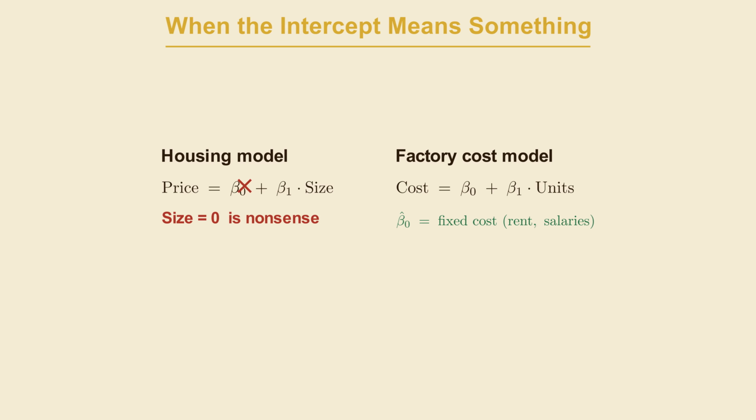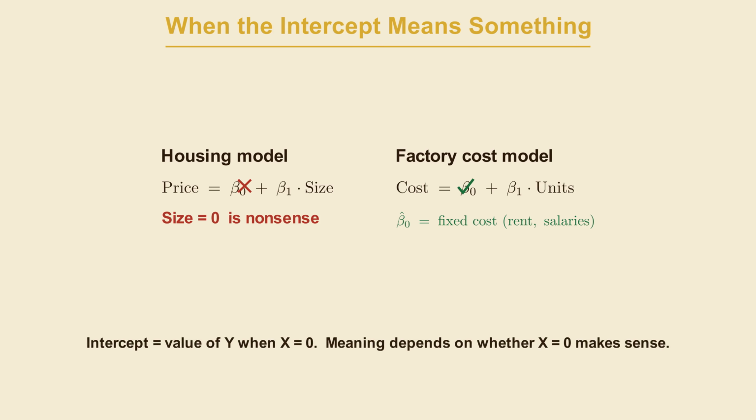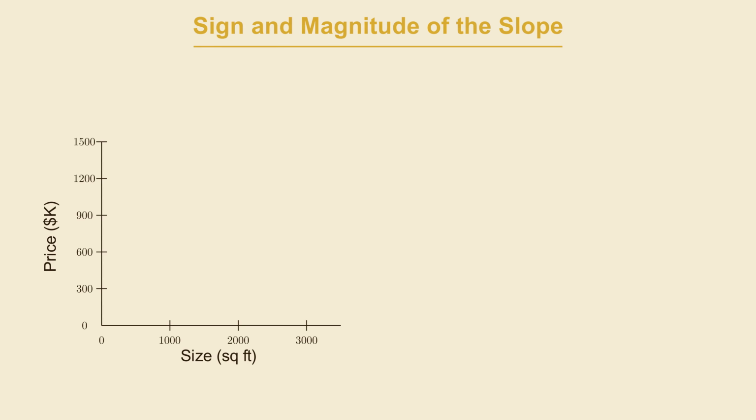But now imagine you instead regress a factory's total monthly cost on the total number of units that it produces. There, 0 units is a perfectly real situation. The factory could just shut down for a month, and in that case, the intercept would be the fixed cost, the rent, the salaries that you still have to pay even when you're making nothing at all. It's the same math in both cases, but the intercept is always the value when x is 0. Whether that number means anything in the real world depends entirely on whether 0 is a scenario that actually makes sense.